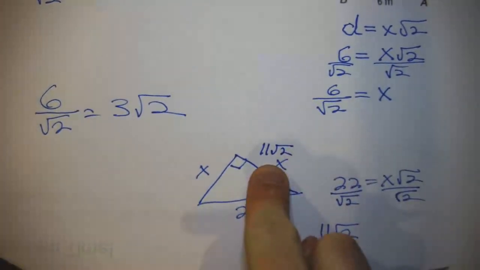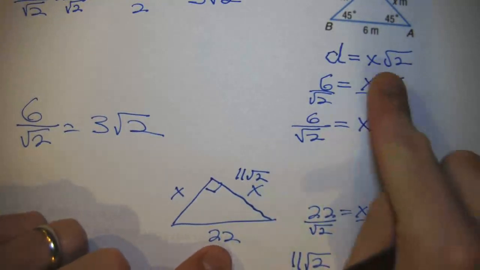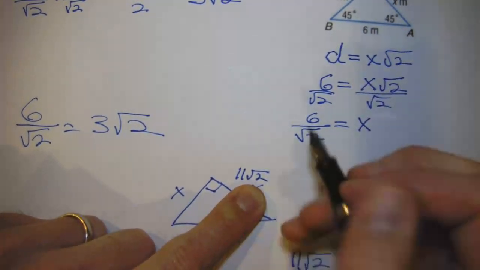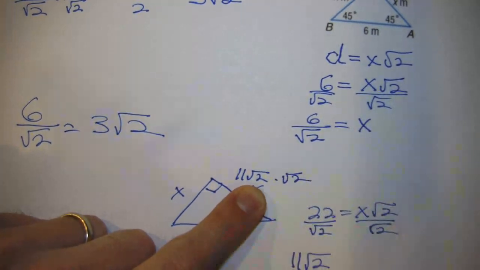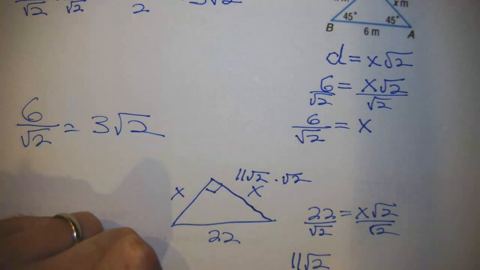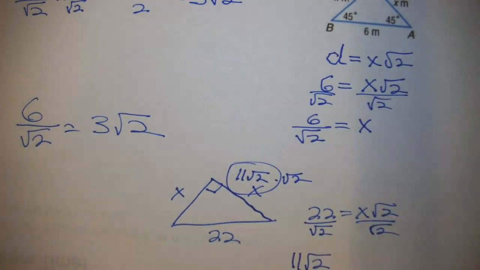And if you're not sure, well, let's try it. Remember, d is equal to x times radical 2. Well, if I multiply 11 radical 2 by radical 2, radical 2 times radical 2 is 2. 2 times 11 is 22. So cool, it works. All right, let's try a few more.